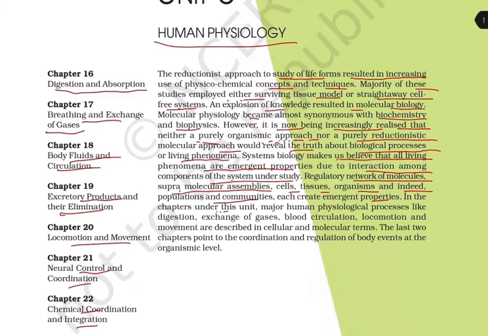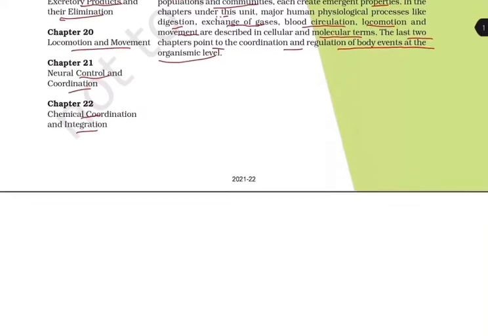In the chapters under this unit, major human physiological processes like digestion, exchange of gases, blood circulation, locomotion, and movement are described in cellular and molecular terms. The last two chapters point to coordination and regulation of body events at the organismic level.